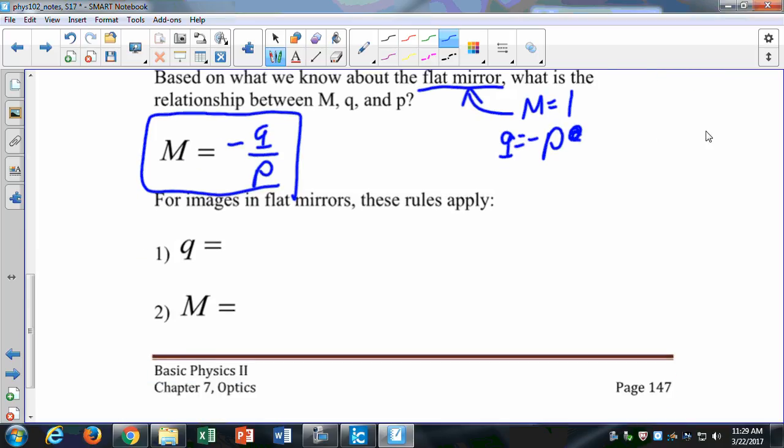All right, just to summarize, for flat mirrors we have q equal to negative p. That means it's a virtual image. If it's virtual, it's located behind the mirror.